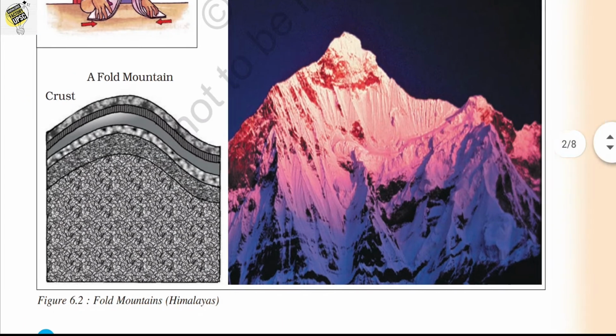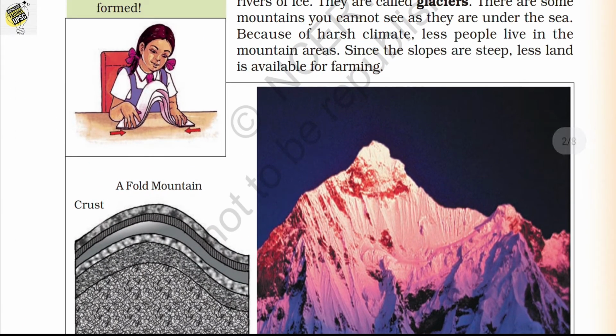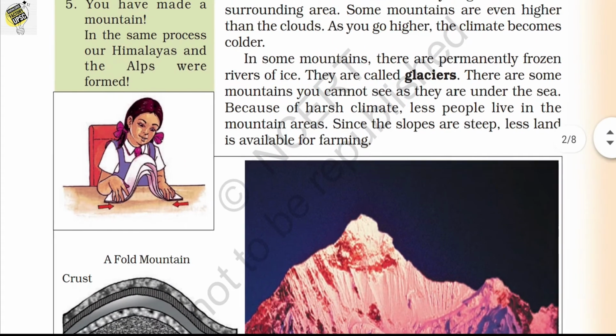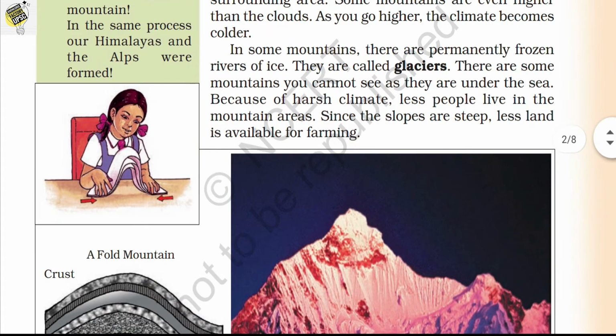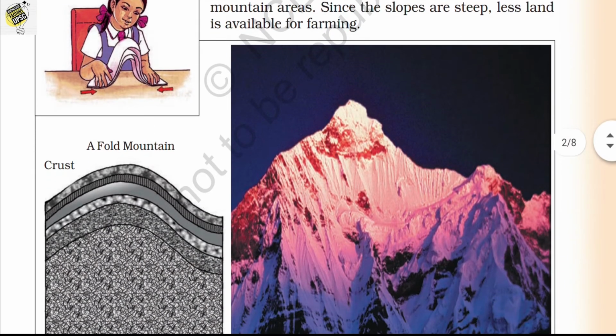There is a picture which shows a fold mountain and a student showing how fold mountains occur. Take 2 or 3 pieces of paper and push them together. At that time we can find a crust-like portion, and it shows the exact picture of a fold mountain. In the same process our Himalaya and Alps were formed, which means the Himalaya and Alps are fold mountains. It is an important point.